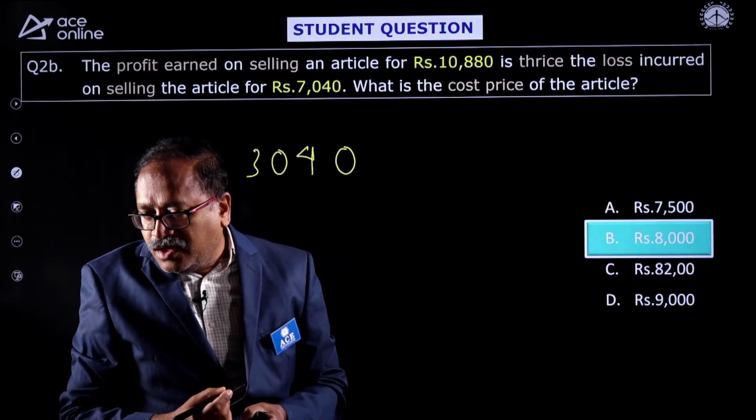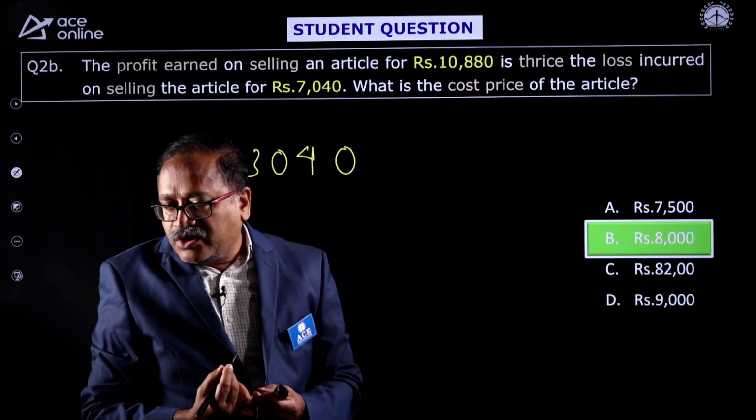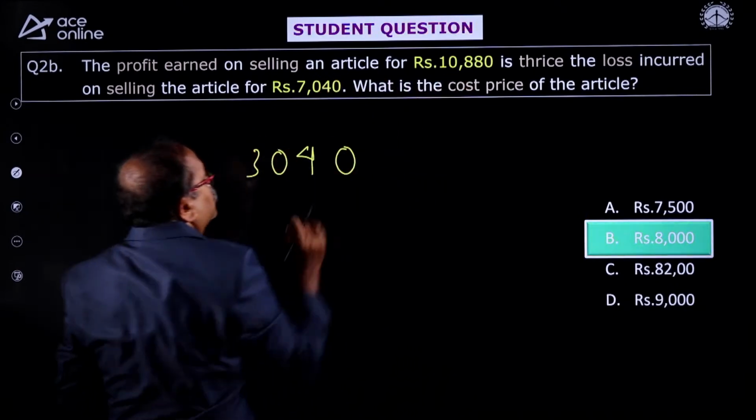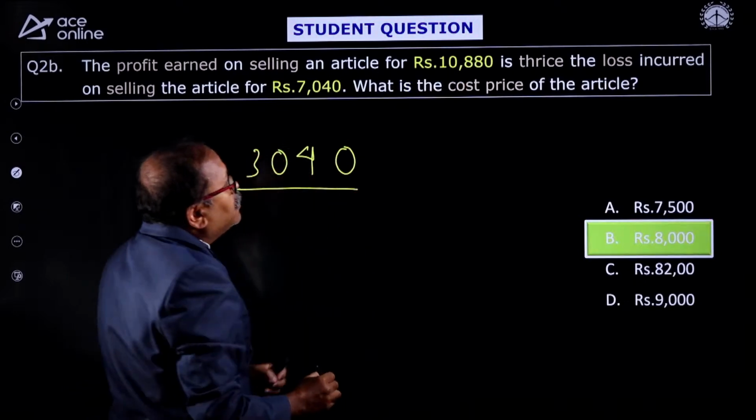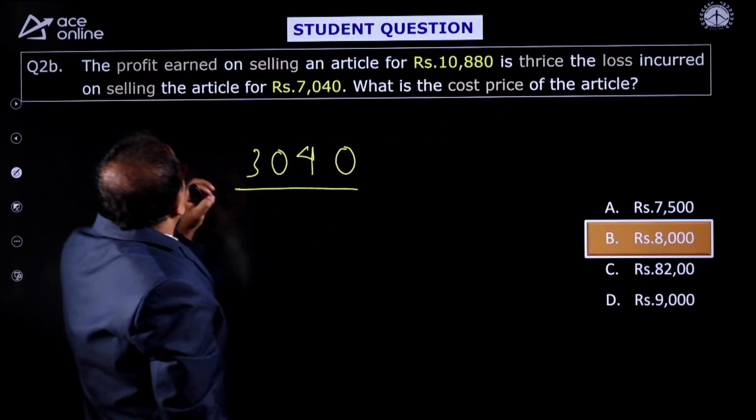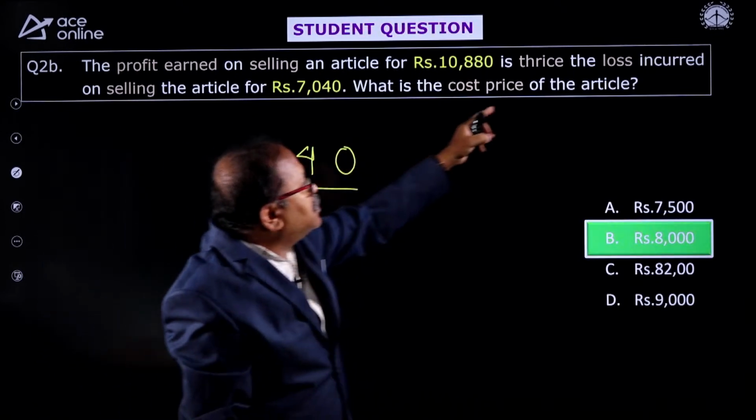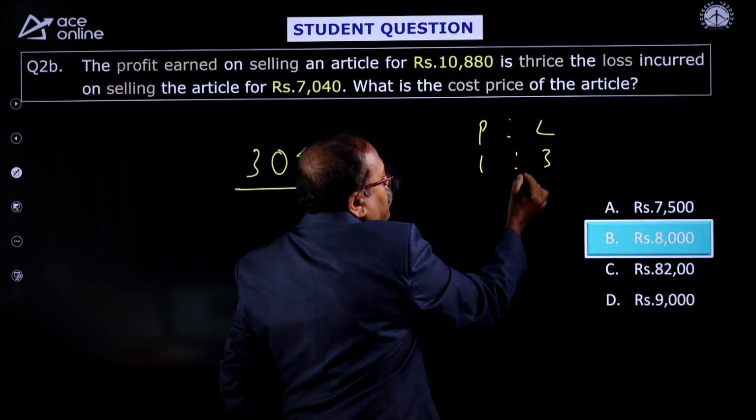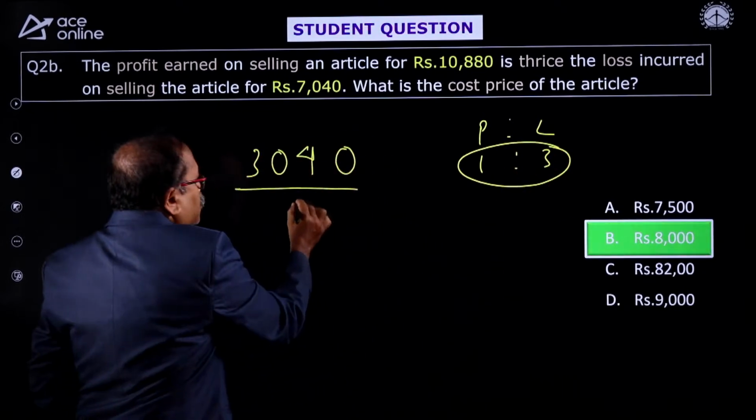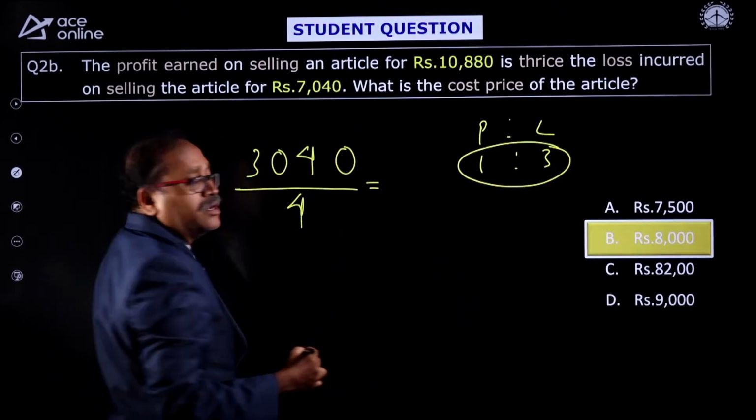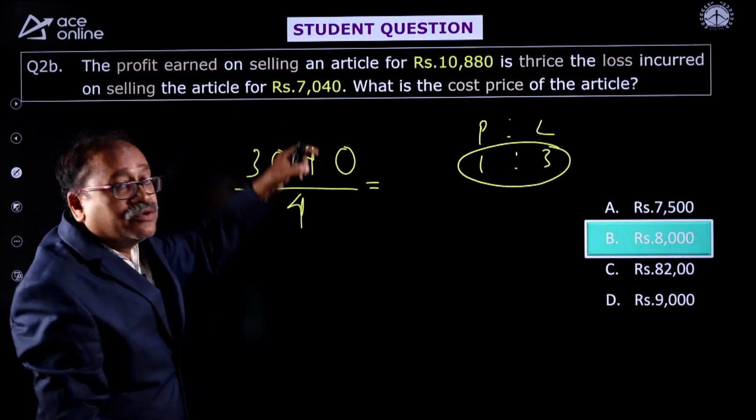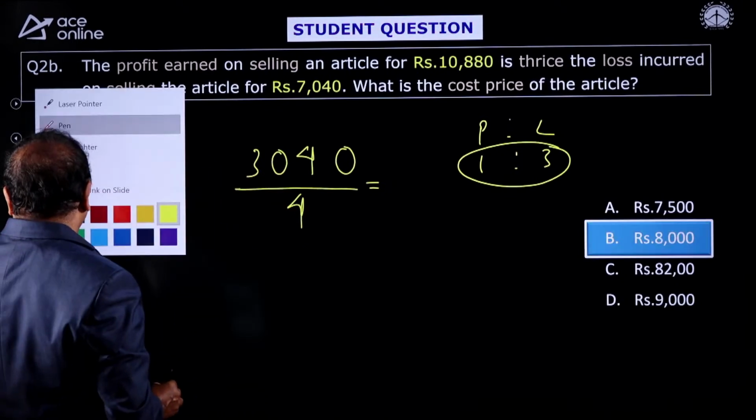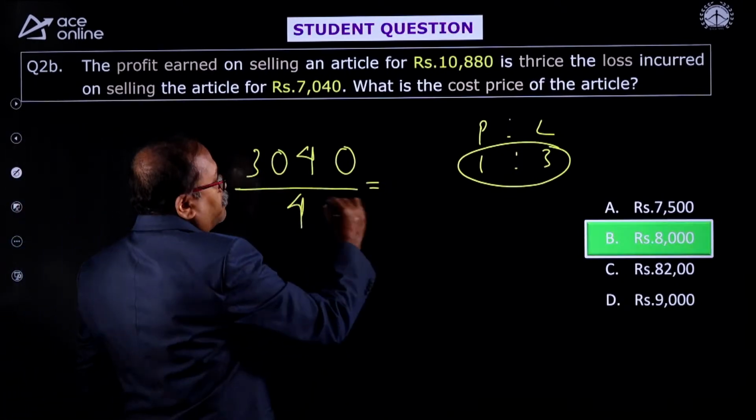Very good morning, Joseph. So now, Joseph, I took the difference between these two and then divided by what it is. It says thrice, Joseph. It is saying that the profit is 3 times the loss. That means the profit to loss ratio is 1:3. That means the total parts are 4. So divide this by 4 and whatever comes, that should be added to 7,040.